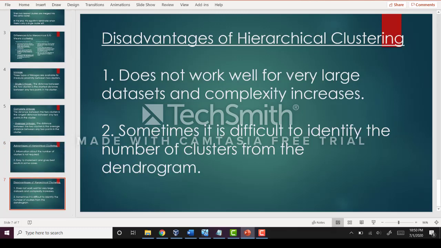Now let's look into the disadvantages of hierarchical clustering. As said, it works best for some cases, but it does not for very large data sets, and as the complexity increases, it does not perform well. The second disadvantage is that sometimes it is difficult to identify the number of clusters from the dendrogram as it becomes quite huge.